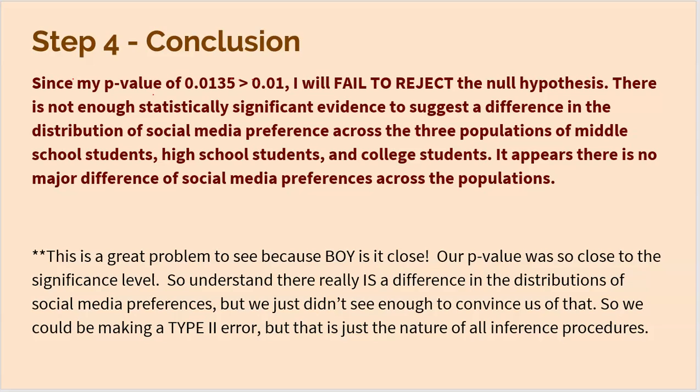So 0.0135, as close as it is, is greater than 0.01, so I have to fail to reject the null. This is just the nature of all inference problems. That's why we love really, really small p-values, because then we're super confident we made the right decision. Or we like really big p-values because then we're pretty confident that there isn't enough evidence to go with the alternative. Here it's close, but we have to make the decision we make. So it's a good problem to see, to understand that this does happen with significance testing.